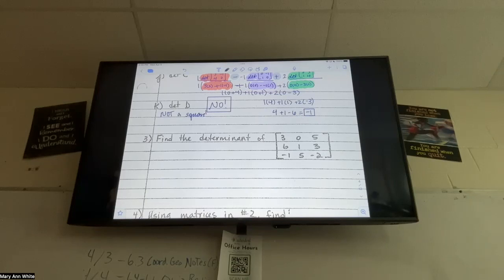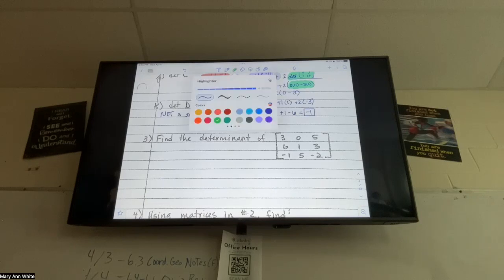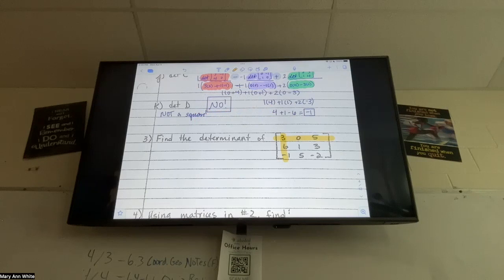Okay, let's remember we start by doing our highlight. So I'm looking at first row, first column. So I'm going to do 3 times the determinant of 1, 3, 5, -2.